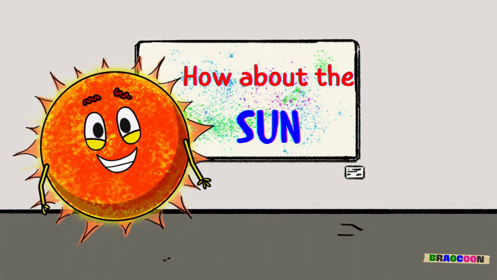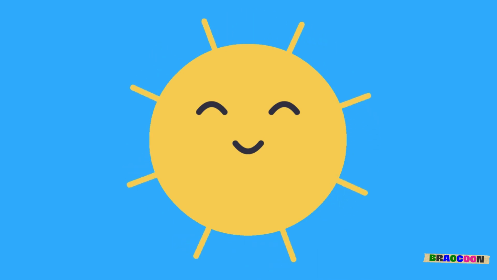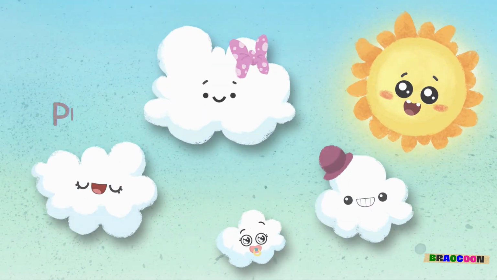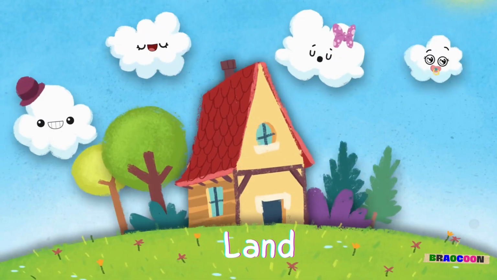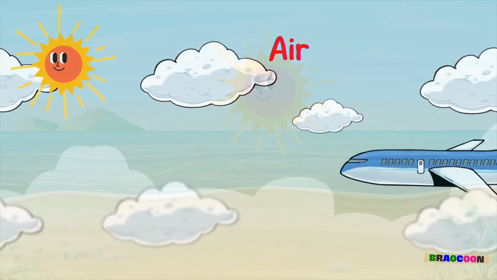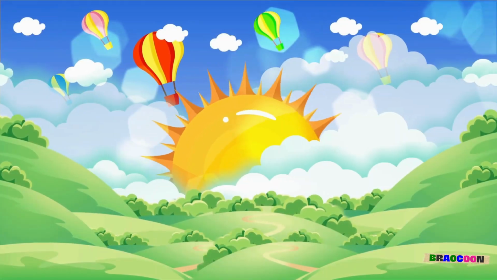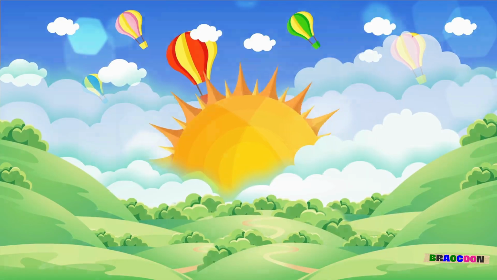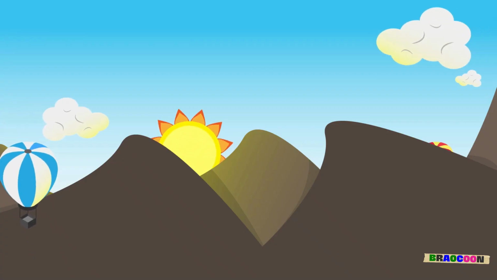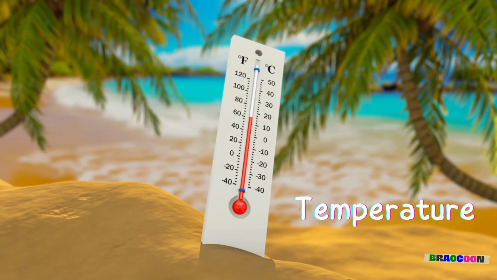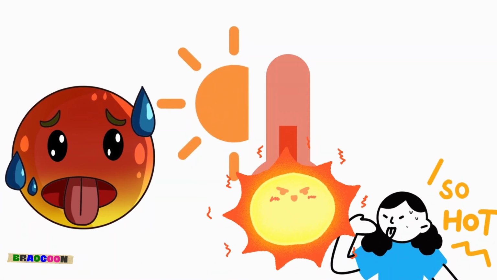How about the sun? The sun is at the heart of all weather. The sun warms our planet, heating the land, the oceans, and the air. But it doesn't do it evenly. Some places get more sun, while others get less. This difference creates what we call temperature, and it is why some places are hotter and others cooler.